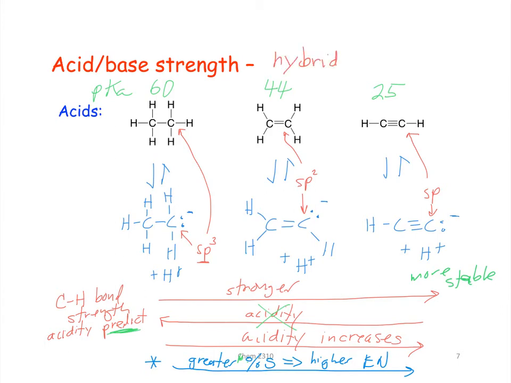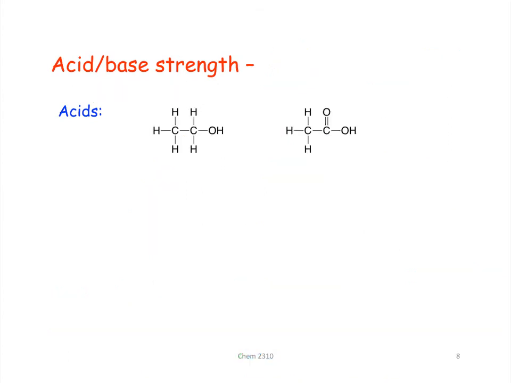Okay? All right, so this trend up here is basically hybridization, which then translates to electronegativity, which is something that we saw before. And we used electronegativity when we had different atoms in the same row, and of course these are all carbons. All right, so hybridization plays a role here.